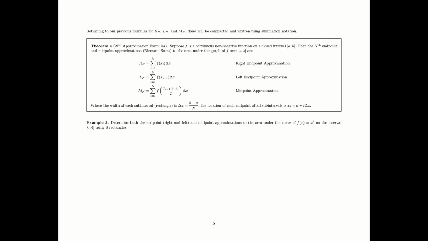All right, in this next example, example 3, we are going to look at the formulas, the summations, for the right, left, and midpoint approximations to the area under the curve. Now we are incorporating summation notation. So, example 3. Determine both the endpoint, so left and right endpoint, and midpoint approximations to the area under the curve of x squared on the interval 0 to 4 using 8 rectangles.